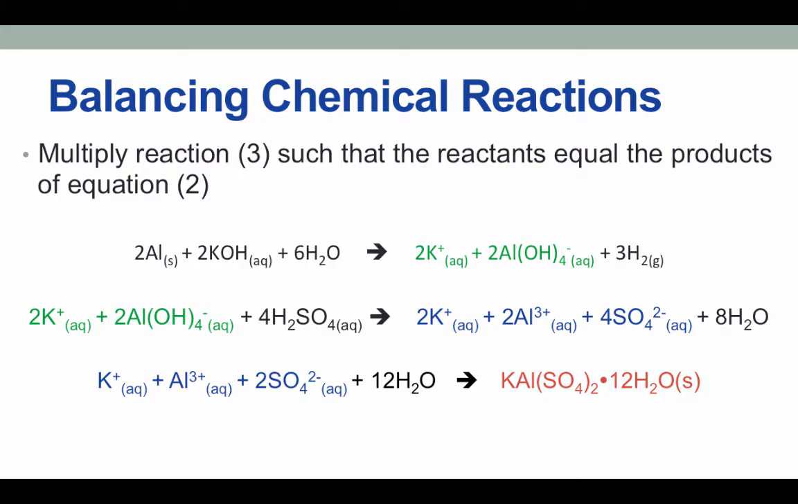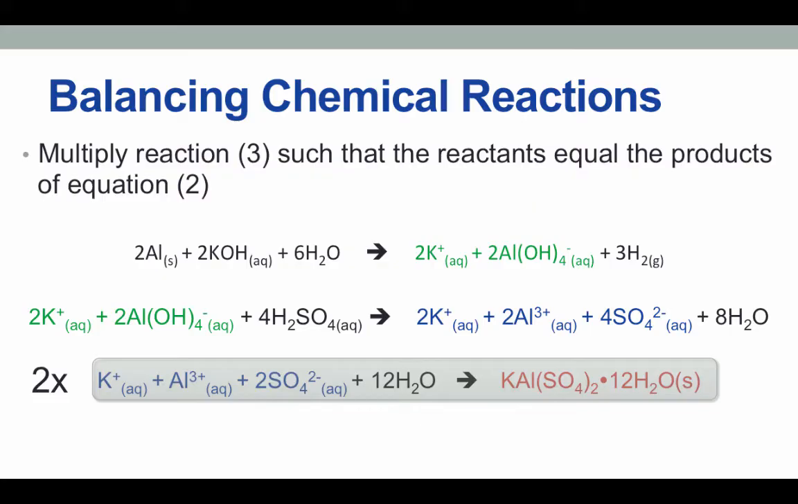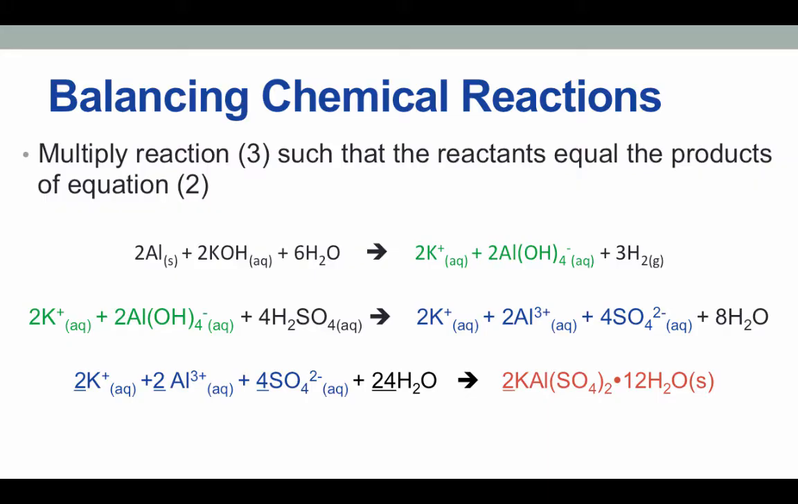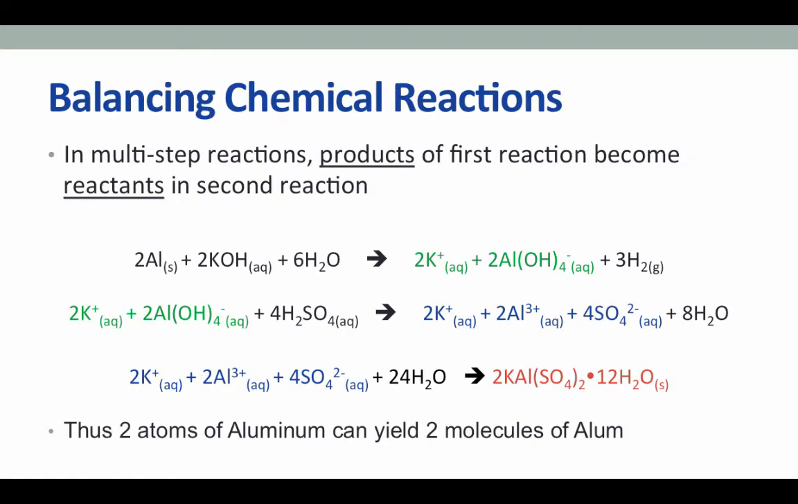In order to balance these reactions, we need to multiply reaction 3 so that the number of reactants of reaction 3 equal the amount of products in reaction 2. So we will simply multiply the entire reaction 3 by 2. This will yield 2 moles of potassium ions, 2 moles of aluminum ions, 4 moles of sulfate, and 24 waters, equaling 2 moles of alum. So you can see that once we balance all 3 steps of the reaction, 2 atoms of aluminum will yield 2 molecules of alum, or 2 moles of aluminum will yield 2 moles of alum.